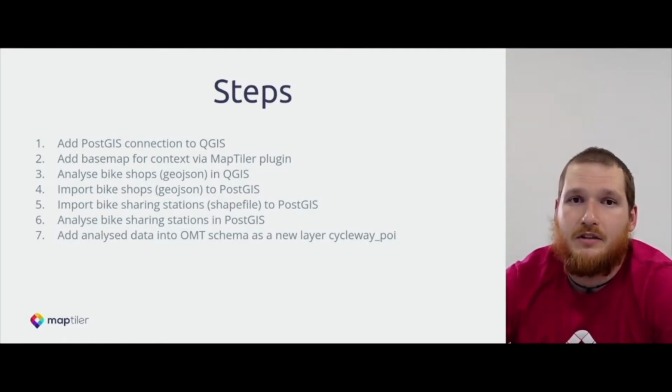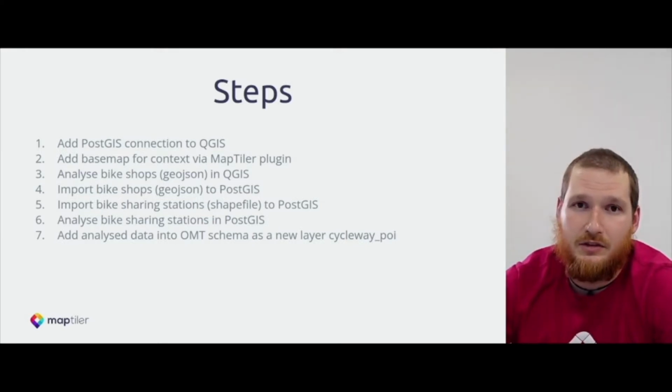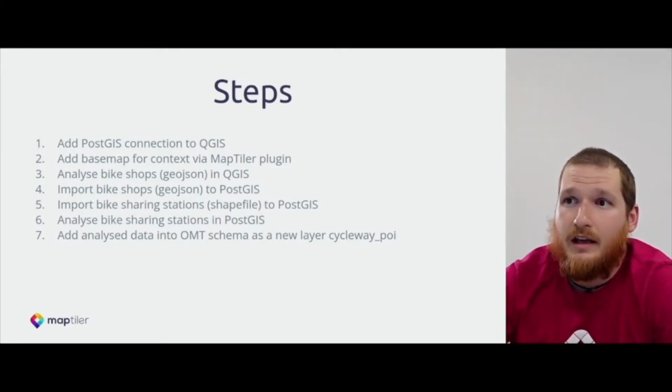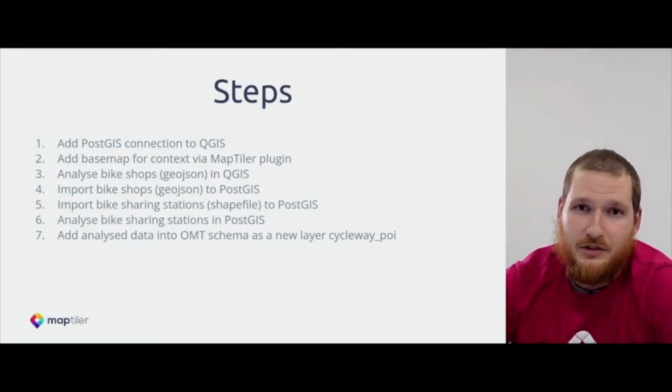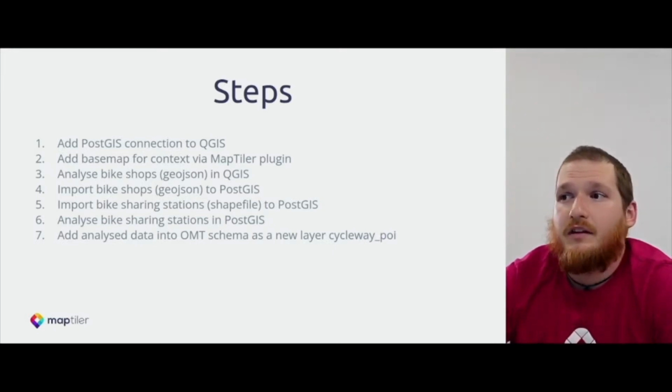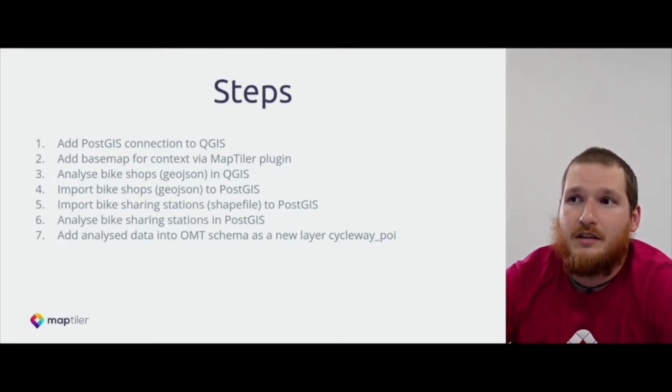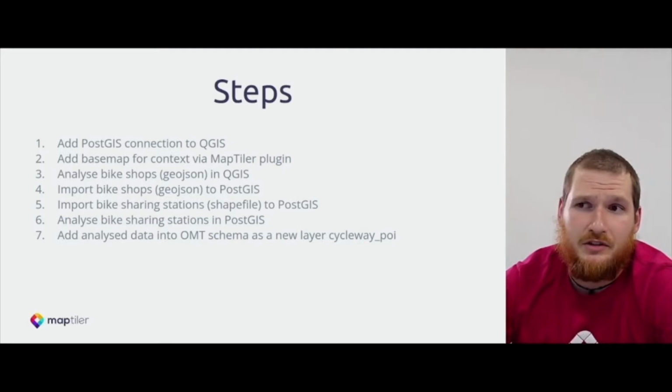We will analyze a GeoJSON in QGIS. The GeoJSON contains bike shops, and then we will import this GeoJSON to PostGIS, and then we will do a spatial analysis in PostGIS, and it will be a Shapefile containing bike sharing stations. All these data will be added to the new layer cycleway POI.